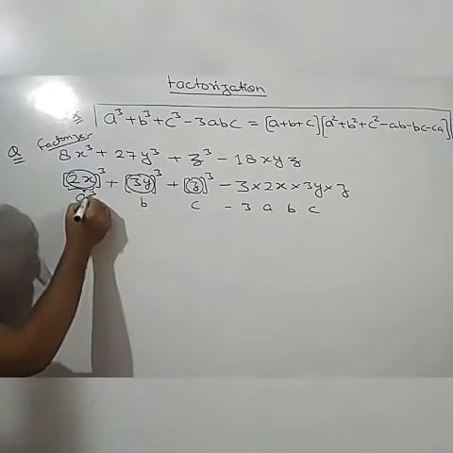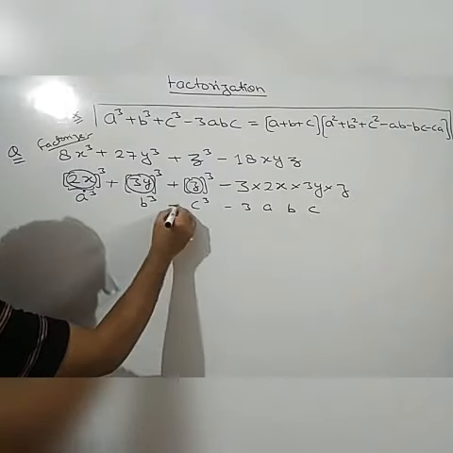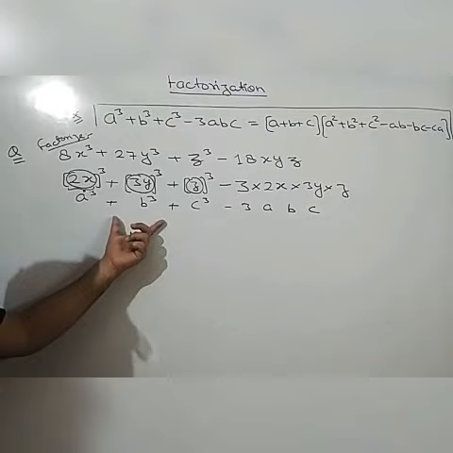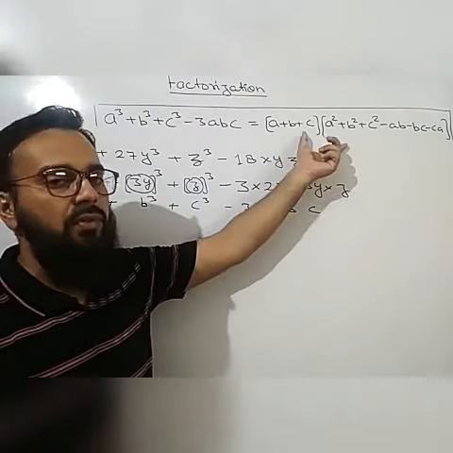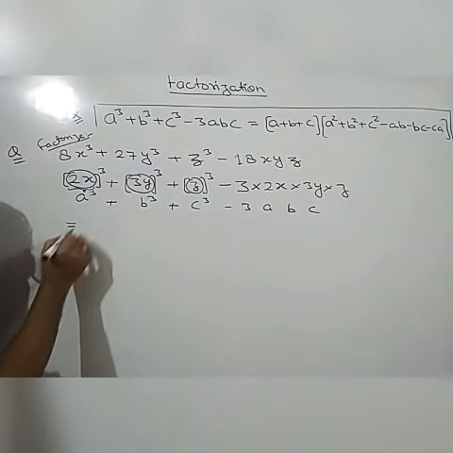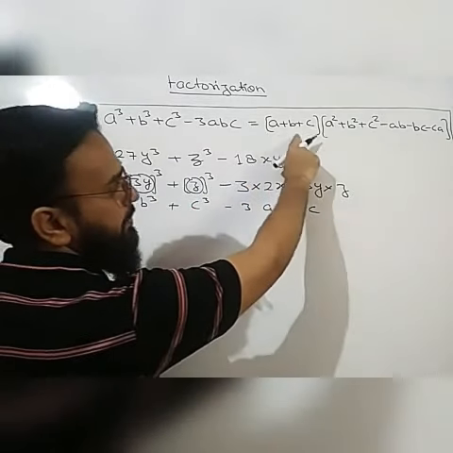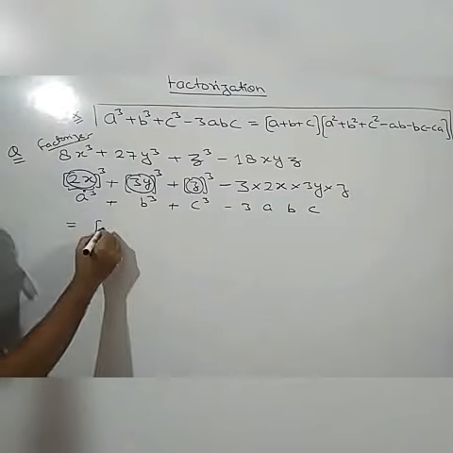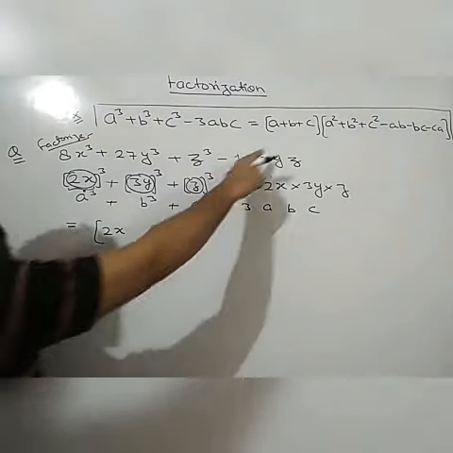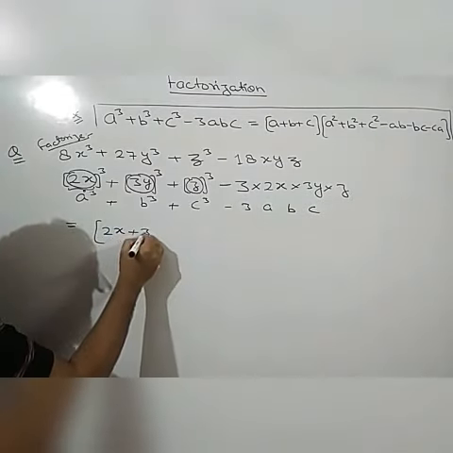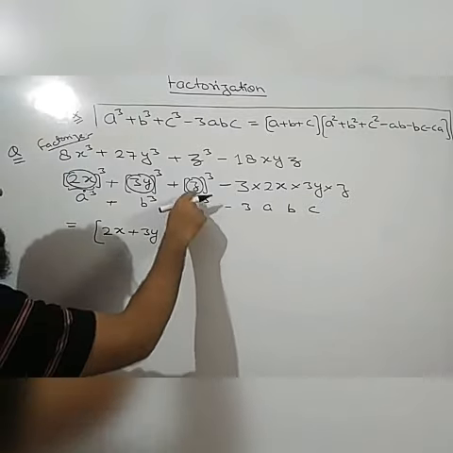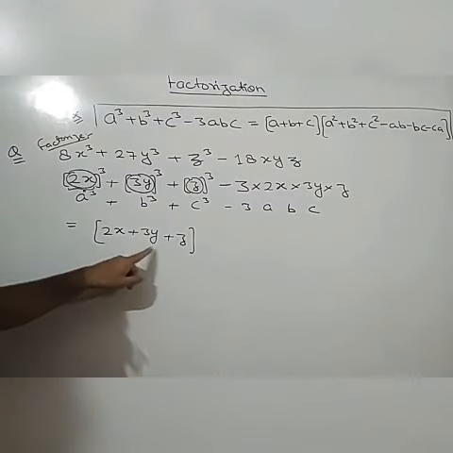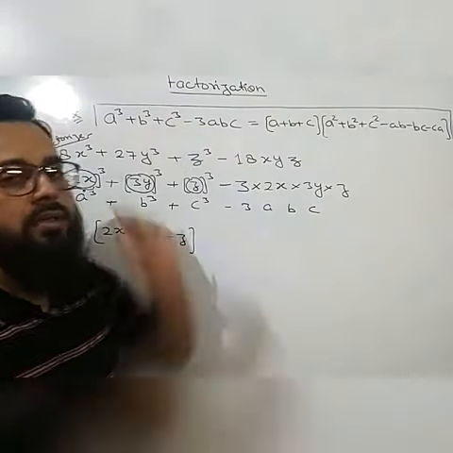So now this particular expression is written in the form of this identity: a cube plus b cube plus c cube minus 3abc. And what is the formula of this identity? You have already been given this formula. It means we can write it as the first expression, a plus b plus c. A means 2x, b is equal to 3y, and c is equal to z. So in the first bracket we will get 2x plus 3y plus z, that is a plus b plus c.